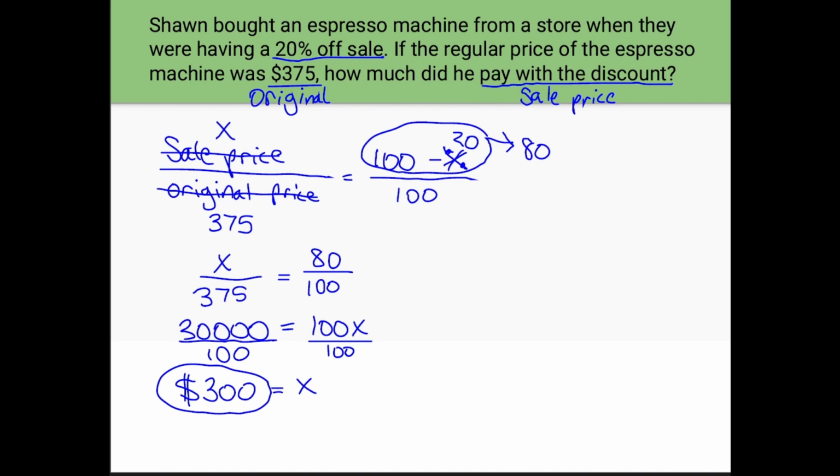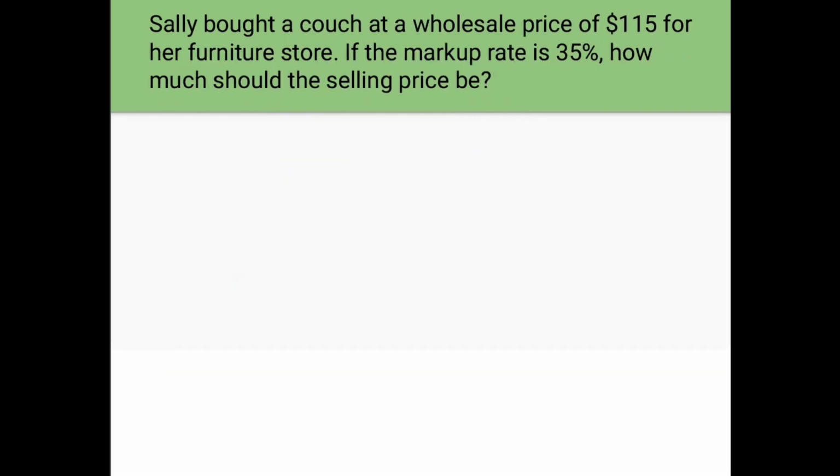Let's see, we got another one here. So Sally bought a couch at a wholesale price of $115. Okay, I'm just going to underline that right here, right now. So we got wholesale price of $115. So I have a feeling we're going to be talking about markups for her furniture store. If the markup, ooh, there it is. If the markup rate is 35%, I'm going to underline that. How much should the selling price be?